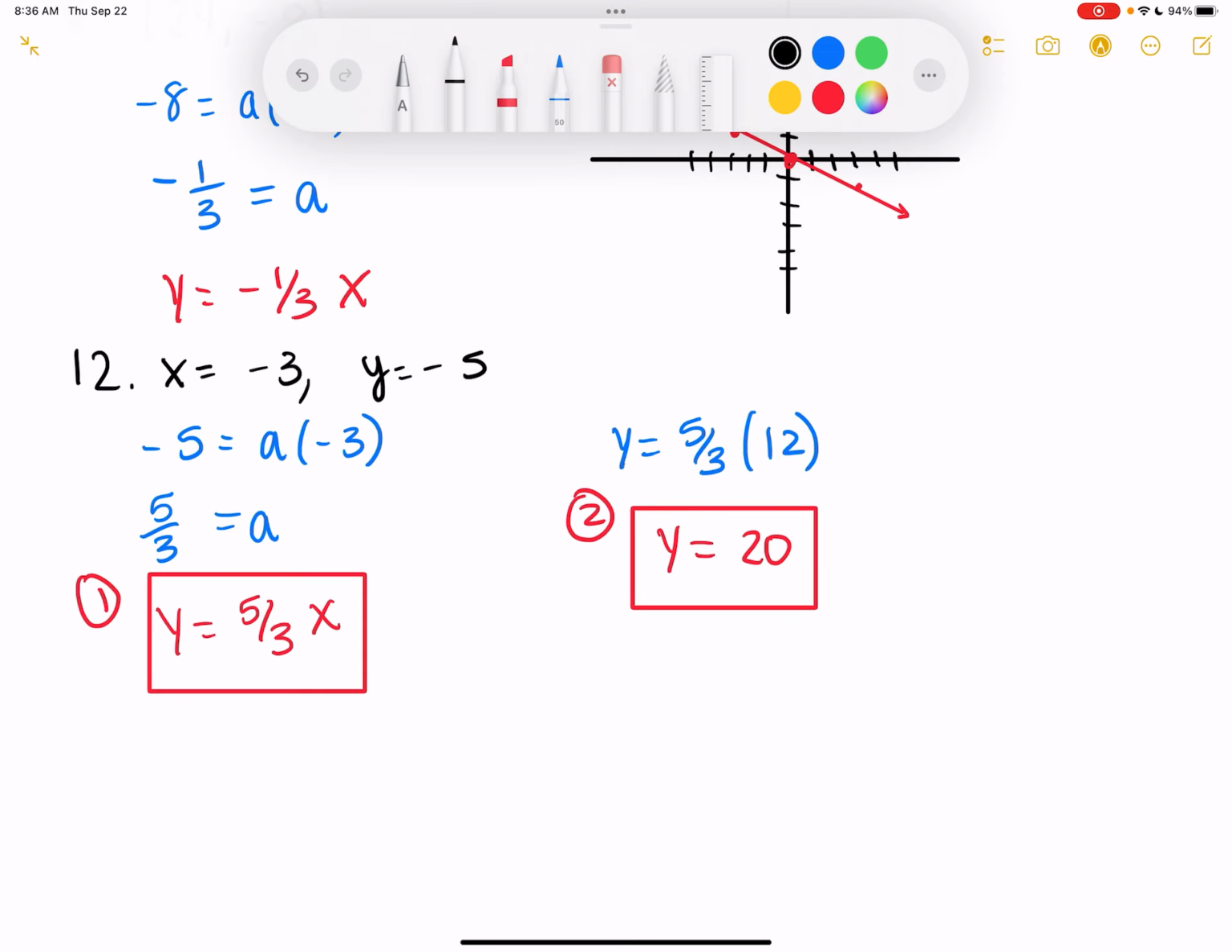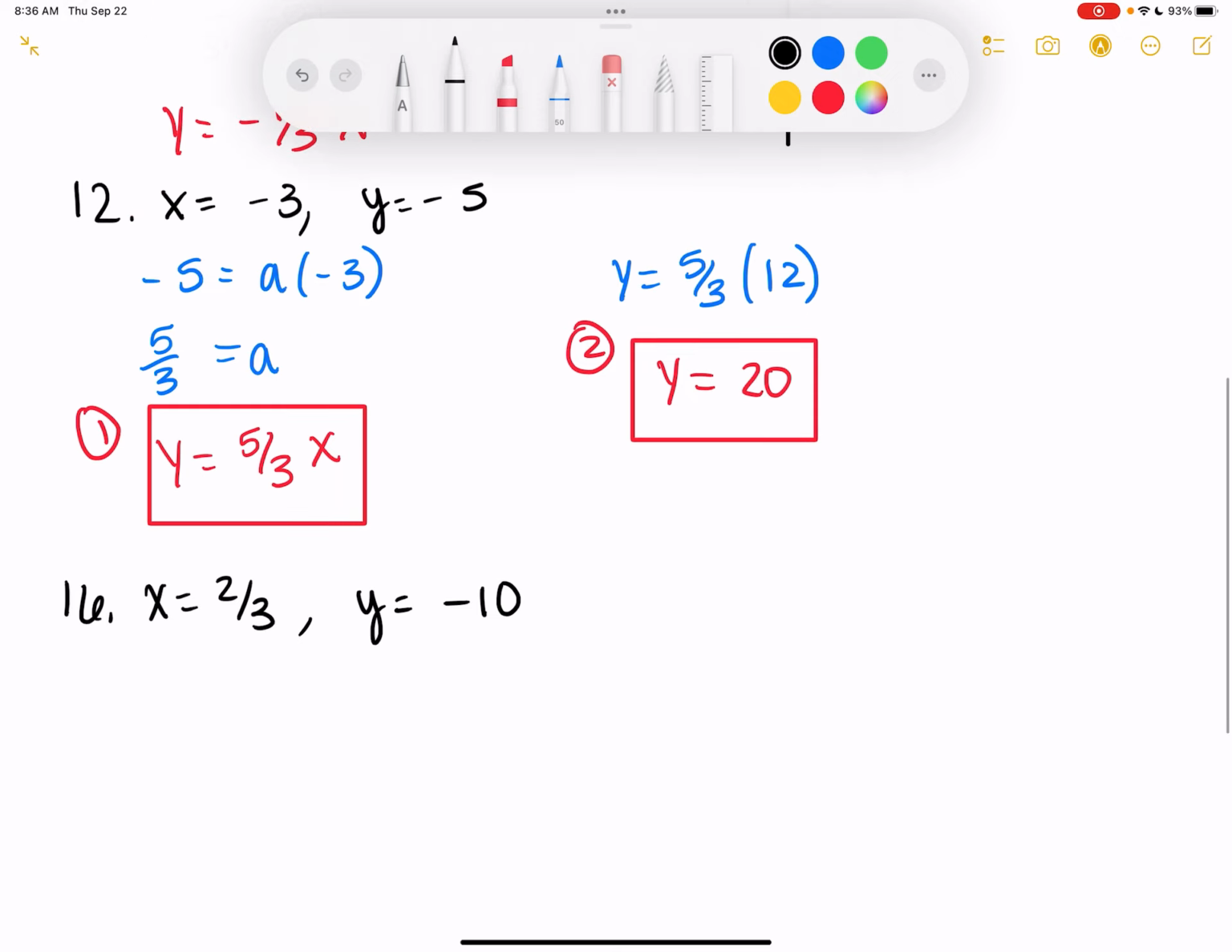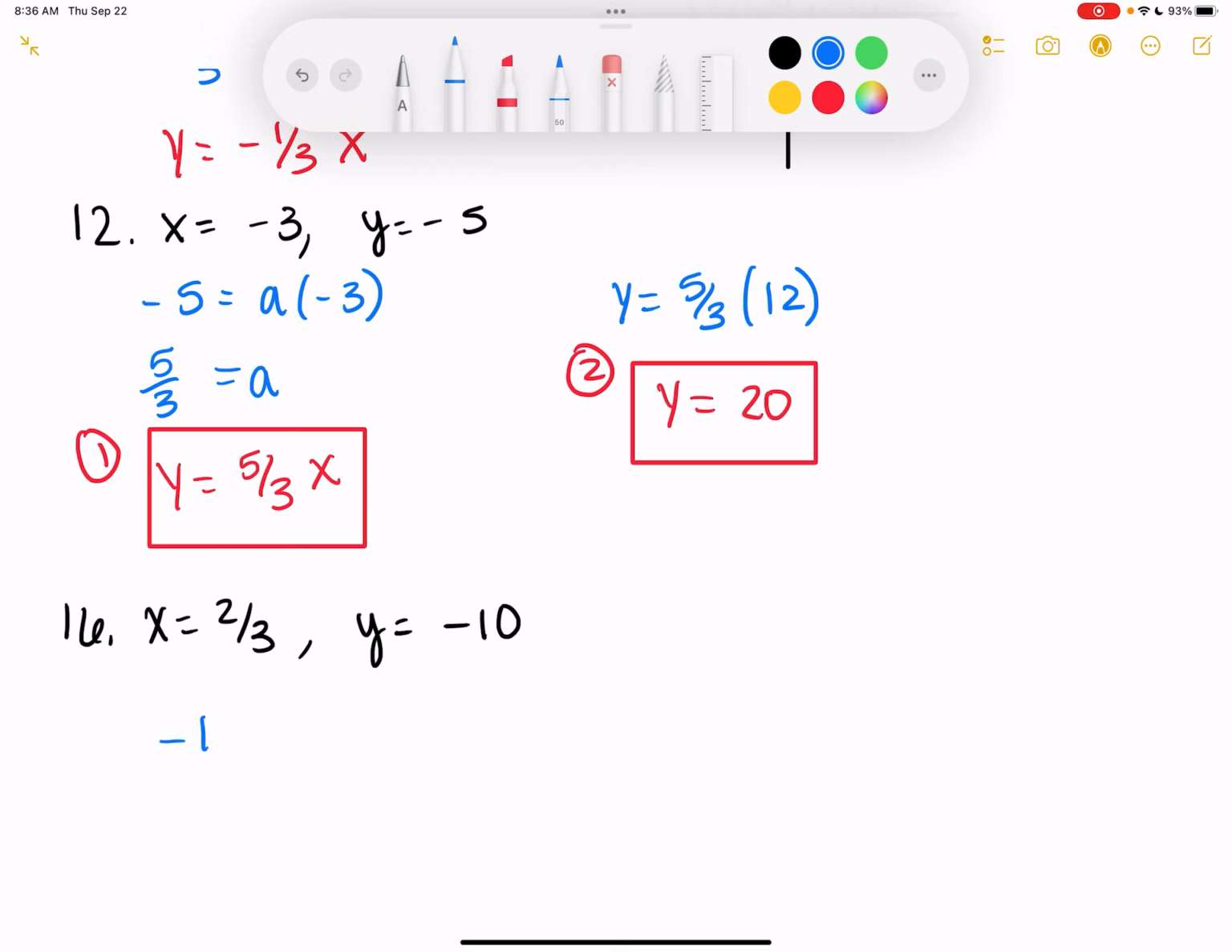Let's see. Another one like that. Number 16. X is equal to 2/3 and y is equal to negative 10. So how do I start it? Negative 10 is equal to 2/3 a. And order doesn't matter on that side. Alright, so then we need to multiply by 3, divide by 2. So that's going to give us negative 15 is equal to a.